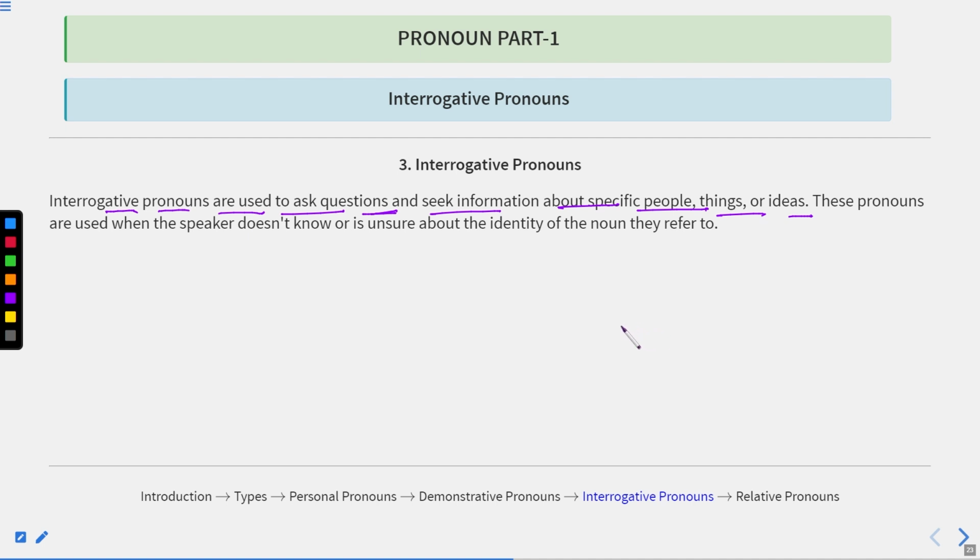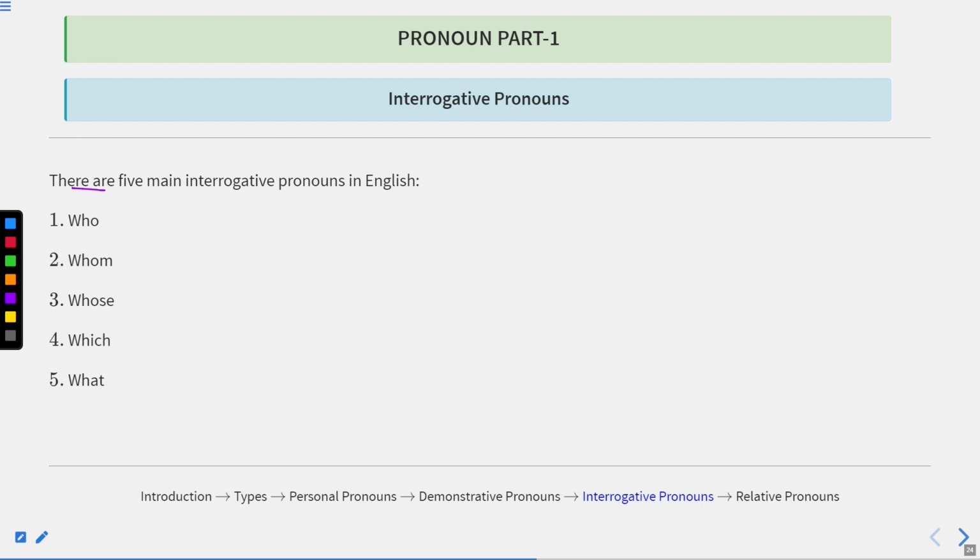Now these pronouns are used when the speaker does not know or is unsure about the identity of the noun. It means for whomever he is asking about, if he does not know about that, we can use an interrogative pronoun. Now, there are five main interrogative pronouns in English: who, whom, whose, which, what. So these are actually the interrogative pronouns.